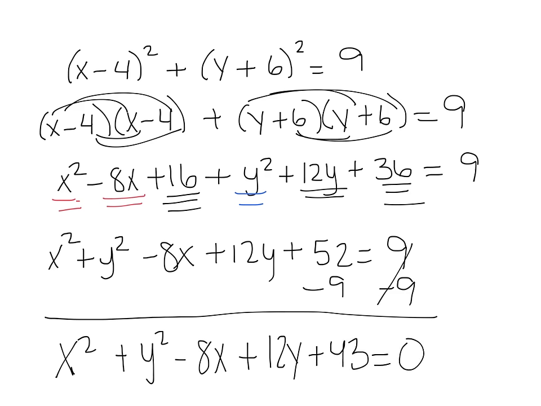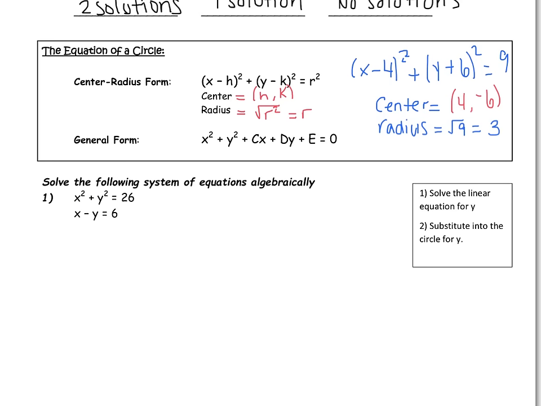So this should look familiar to you. This is a general form. Something squared plus something squared, x's, y's, and a number. So if we go back to that last slide, we can see that general form. And that general form is right here. X squared, y squared, a number x, a number y, plus a number equals 0. So just be aware that the circle can be written in these two forms.